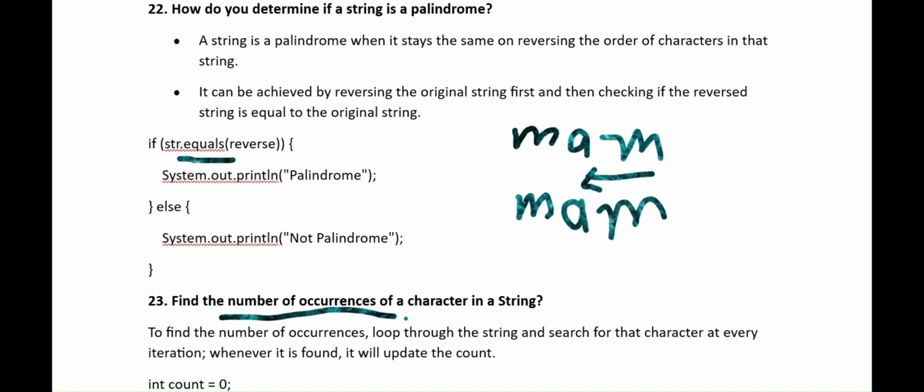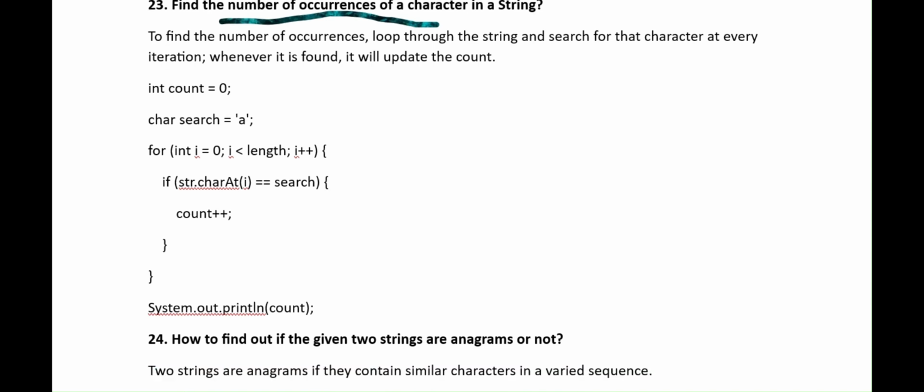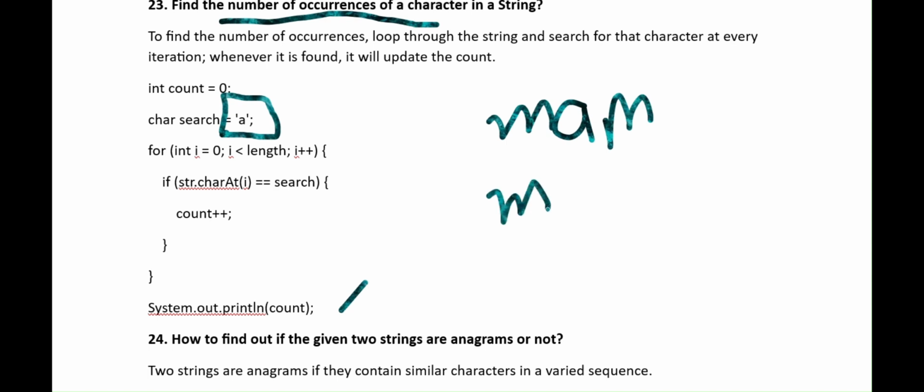The next program is to find the number of occurrences of a character in a string. It means we have to count how many times a character has appeared. For example, first initialize a count equal to 0, then char search equal to a. This is the search element. We have to count how many times the letter a appears in an input. For loop to traverse, if str dot character of I equals search, count will be incremented. Then it will print the count. If the input is ma'am and the search letter is m, then m appears in the string 2 times.